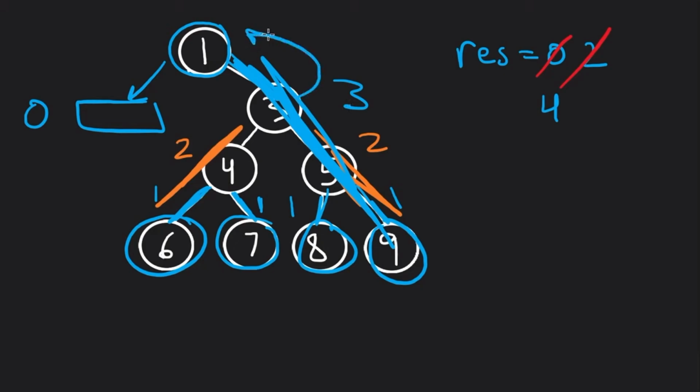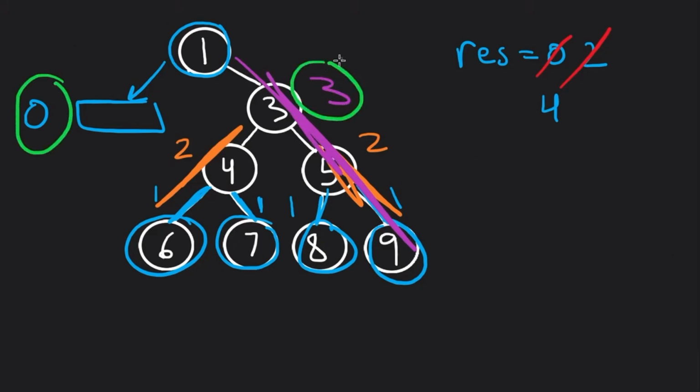We return that up to the root. I'll make it another color, 3. Root is going to do the same thing. Take left plus right, add them together, we get 3. This time it's not greater than the result. So our result will stay unchanged and it will be 4. 4 is ultimately what we would return.